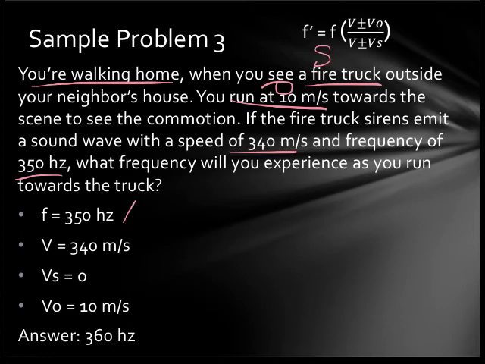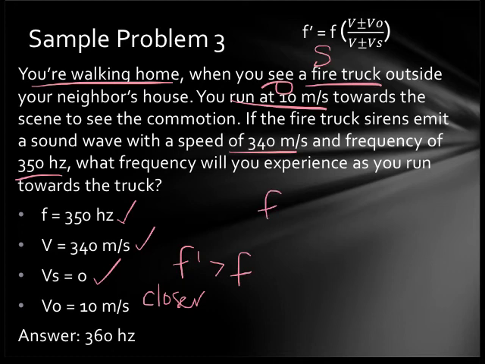Alright, so we've got the 350, we've got the 340. This time, the fire truck, it's already arrived to its destination, so it's not moving, so its velocity is 0, and your velocity is 10 meters per second, and you're getting closer. So since you're getting closer, f prime has to be greater than f. So we want to make sure that we're multiplying by something greater than 1.